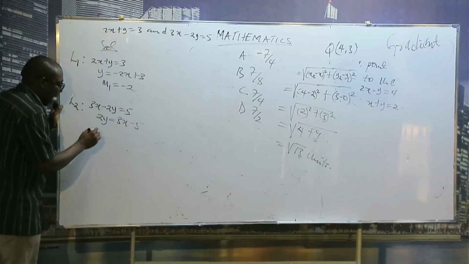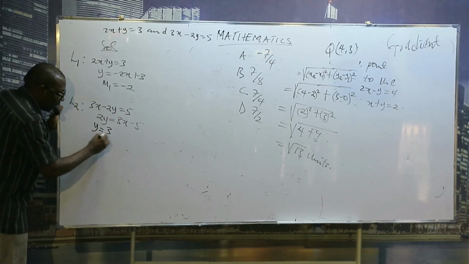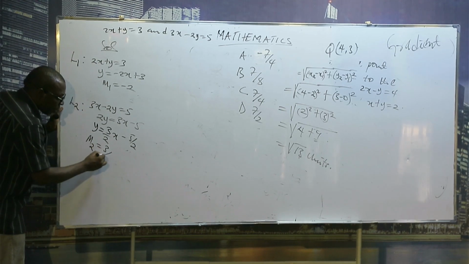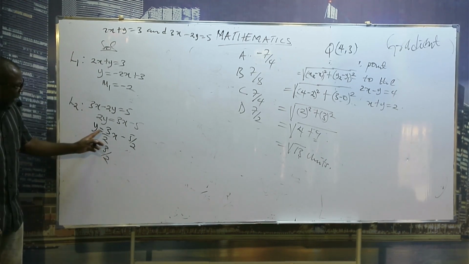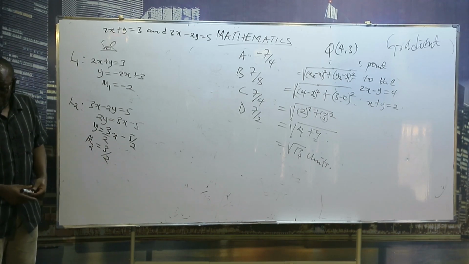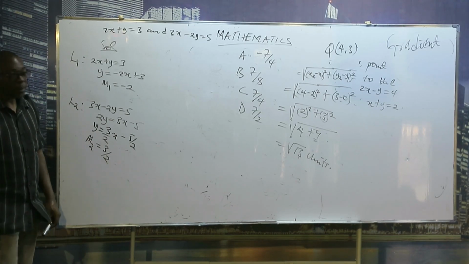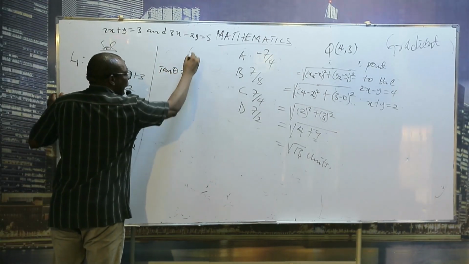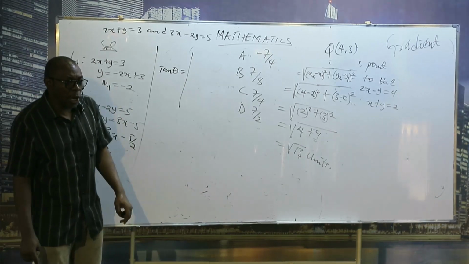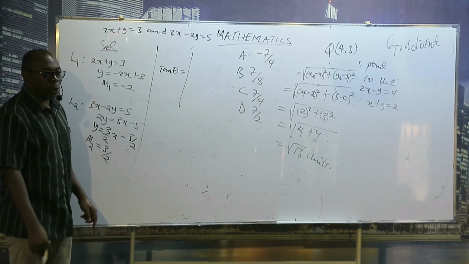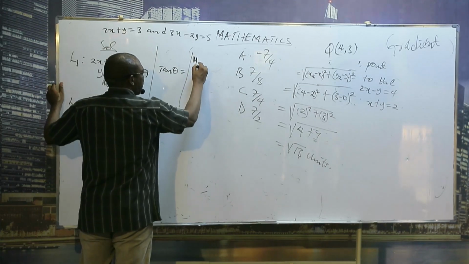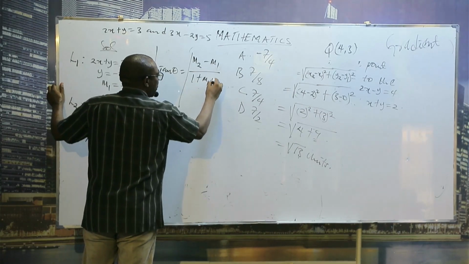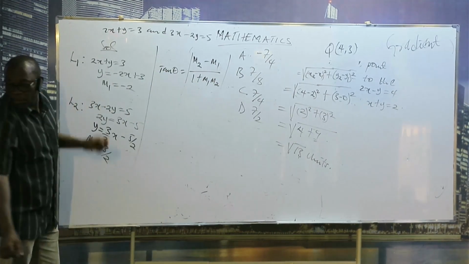What is y? Y equals 3/2 x minus 5/2. What is M2? So when there's no minus, you bring minus. Good. Give me the formula. Tan theta equals the absolute value of M2 minus M1 over 1 plus M1 M2.